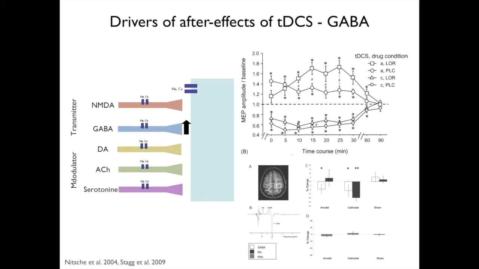A solution for these a bit difficult to interpret results came a few years later by a study conducted in Charlie Stagg's lab in Oxford, where they did a magnetic resonance spectroscopy study and showed that independent from stimulation polarity, there was a reduction of GABA, of the amount of GABA in the motor cortex after tDCS. And this means inhibition is reduced. So reduction of GABA has probably a kind of gating function on tDCS-induced plasticity.